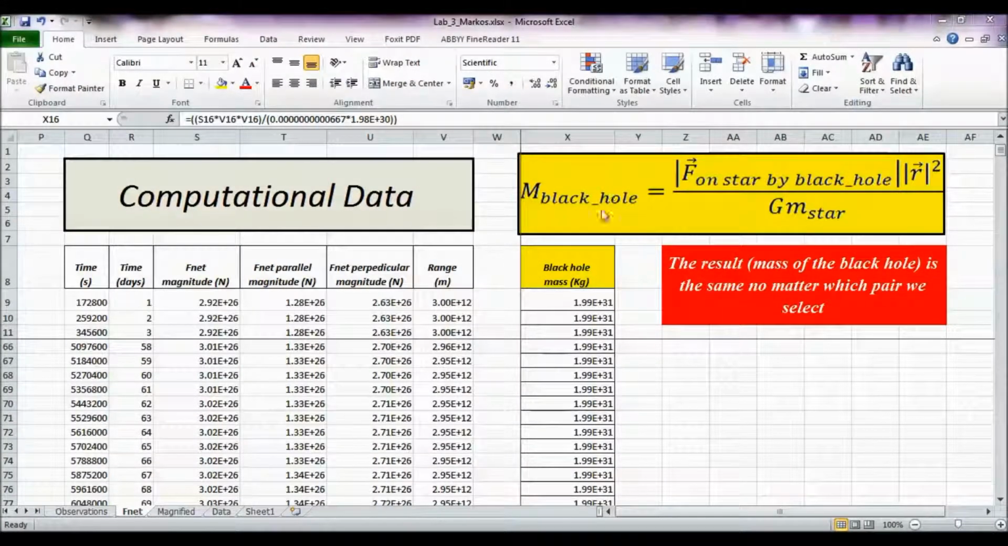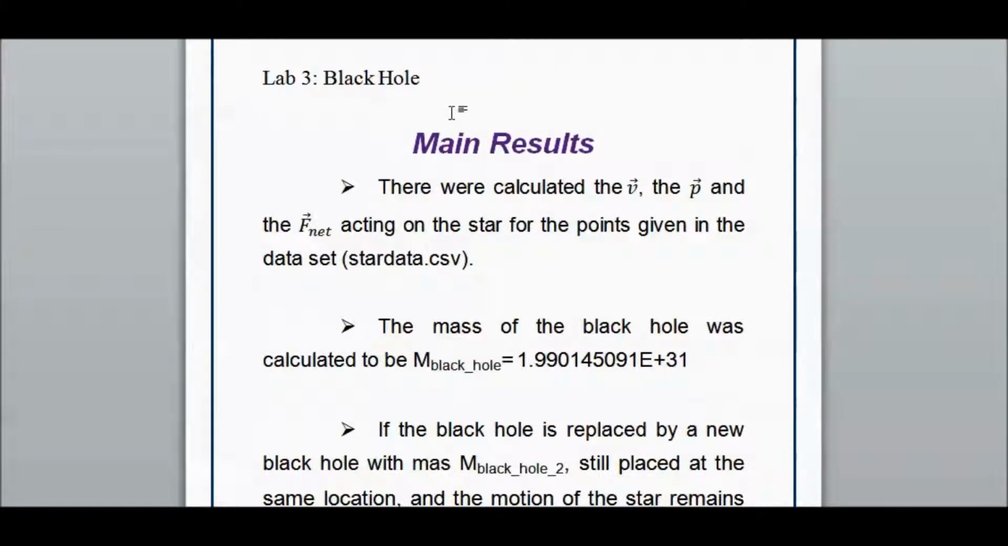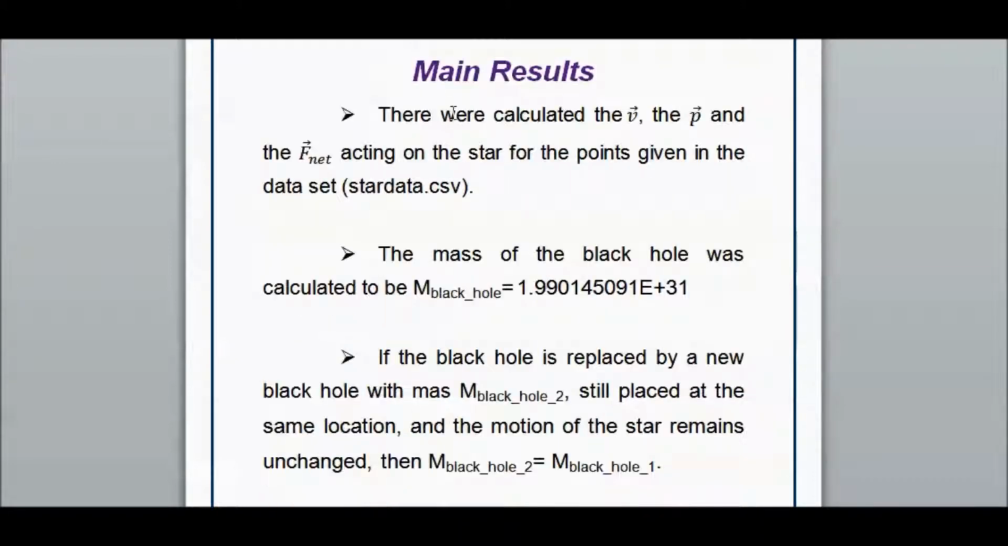Based on the gravitational law of attraction and using the results of the computational analysis, I estimated the mass of the black hole. The constructed model calculates many physical quantities of the star's motion, among them the velocity, the momentum, and the net force acting on the star. The mass of the object was calculated based on the gravitational law of attraction and using the computational model data.